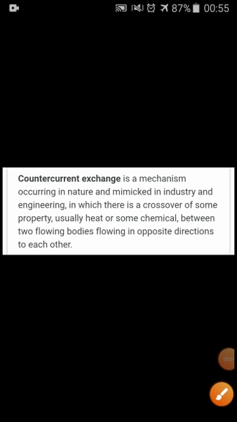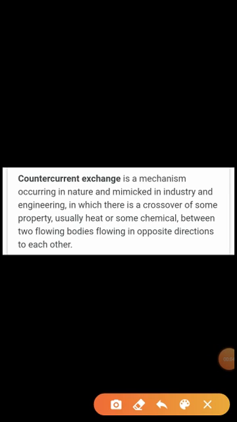The countercurrent exchange mechanism, as you can see, is a crossover of some property, usually heat or some chemical, between two flowing bodies flowing in opposite directions to each other. It means two flowing bodies are flowing in opposite directions, and during that flow the exchange of materials takes place, right?